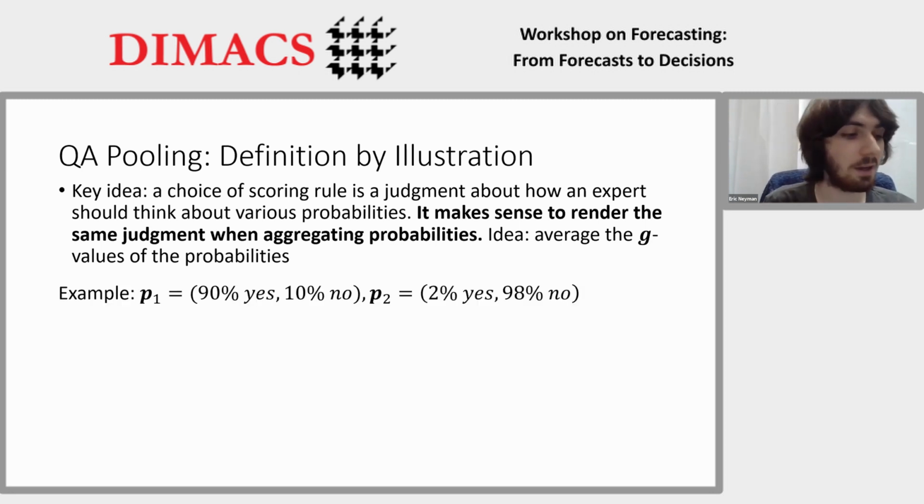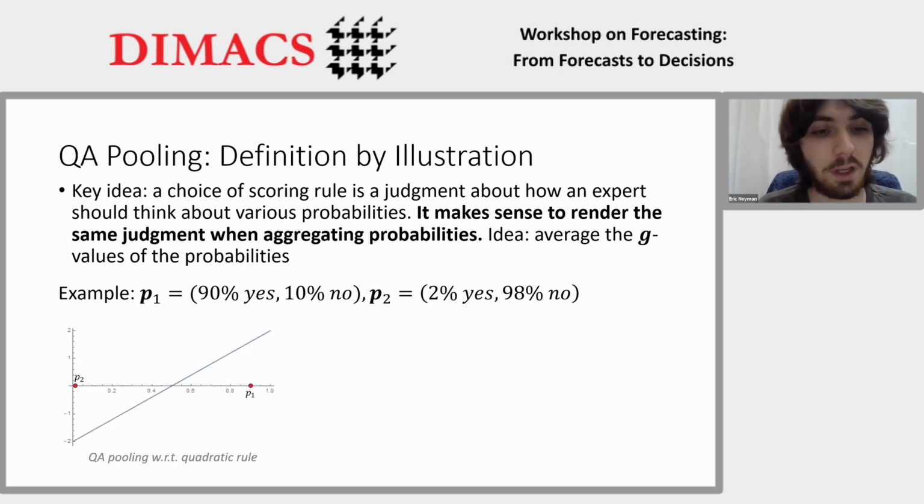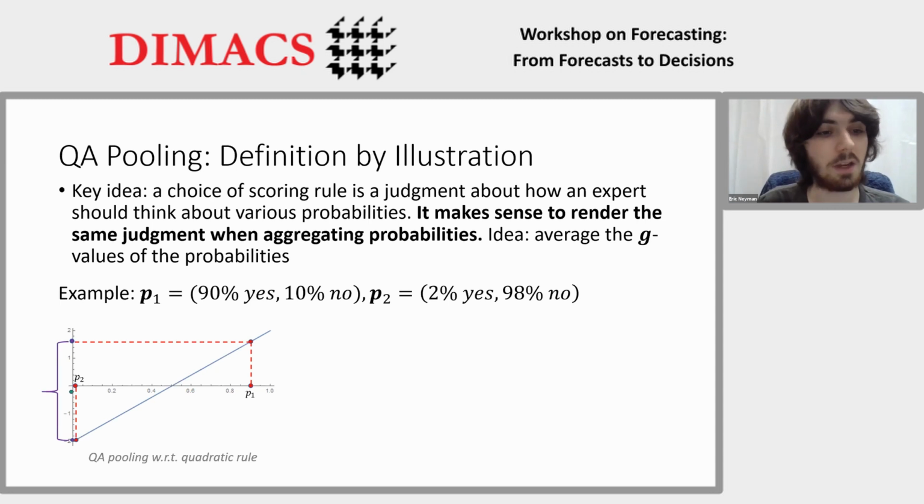So before formally defining what QA pooling is, let me give you an example of how it works. In this example, expert 1 reports 90% and expert 2 reports 2%. And first, we are going to do QA pooling with respect to this particular choice of little g, which is a linear function. And that is precisely the little g for the quadratic scoring rule. So here's how that works. First, you draw vertical lines from the two probabilities and see where they intersect this line. So those are the g values corresponding to the two probabilities. Then you take those values, so it looks like one of them is near -2 and the other is between 1 and 2, and you take their average.